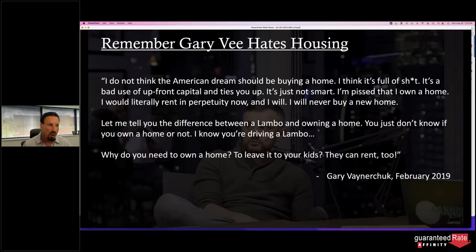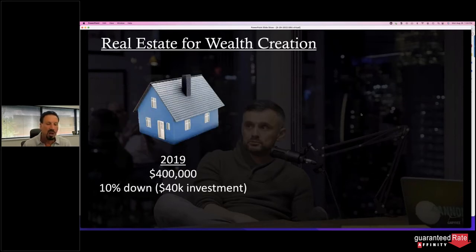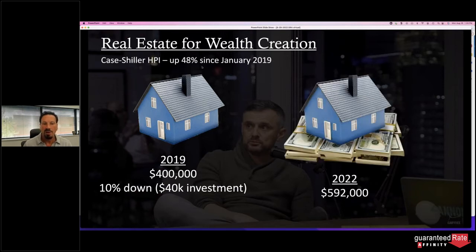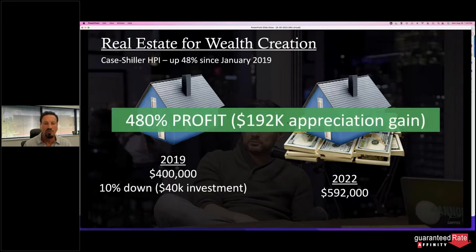He says all these negative things about housing, but since he made that big rant, and you could pull it up anywhere on the internet, if you would have purchased a $400,000 home instead of listening to him at 10% down, a $40,000 investment, you would have been up 48% since then, or had $592,000, a $192,000 profit, or 480% profit on your money.